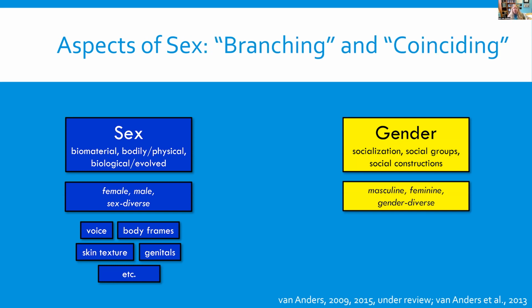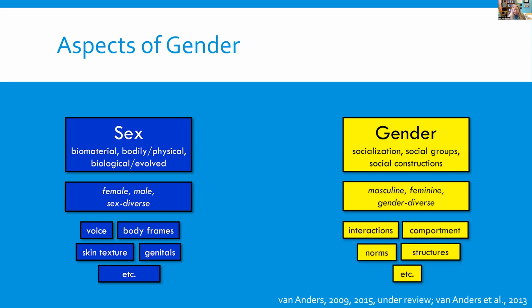And this branching and coinciding is really key because we often have what I call alignment normativities, expectations that certain aspects of sex and gender should line up in specific ways, or certain aspects of gender should line up in certain ways, or that sex and gender itself should line up in certain ways. And we need to understand that they very, very commonly do branch and also sometimes coincide.